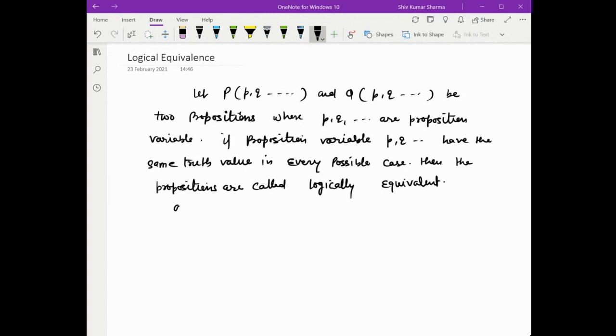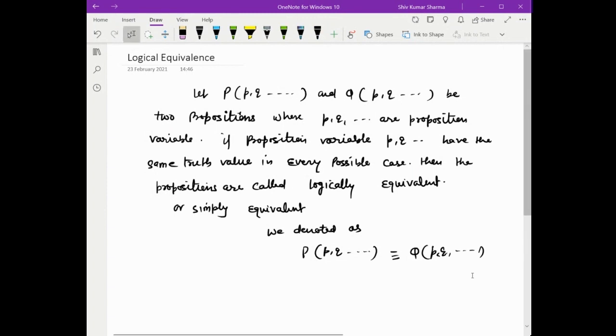Or simply equivalent. We denote it as P having small p, q variables, and this is logically equivalent to Q having p, q, and so on. So P is said to be logically equivalent to Q.